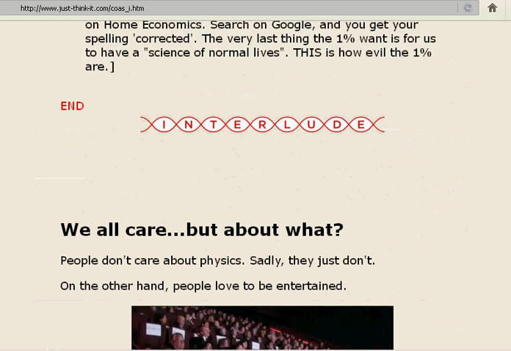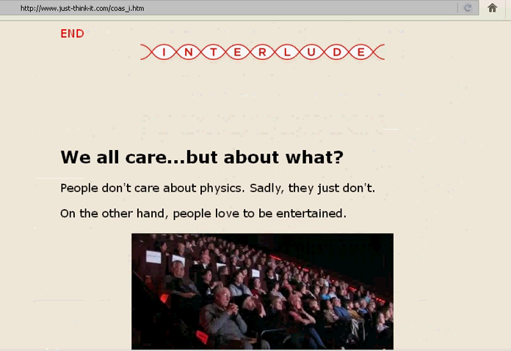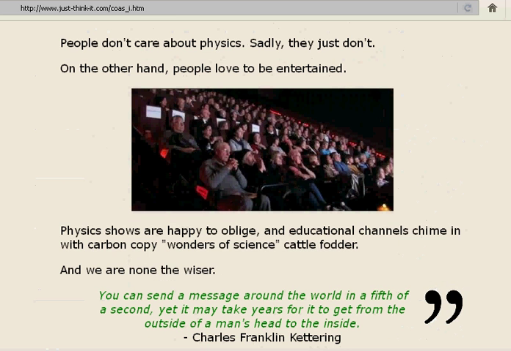We all care, but about what? People don't care about physics. Sadly, they just don't. On the other hand, people love to be entertained. Physics shows are happy to oblige, and educational channels chime in with carbon copy wonders of science cattle fodder, and we are none the wiser.